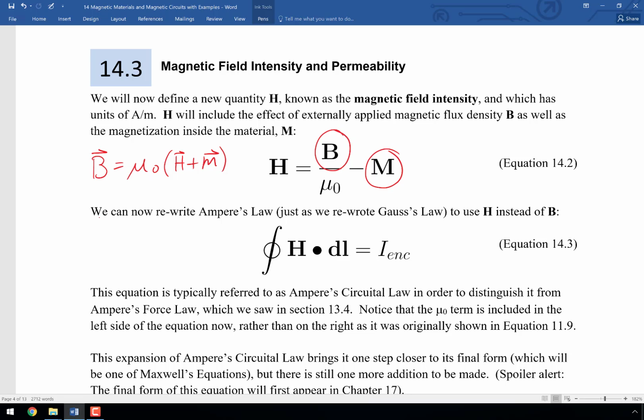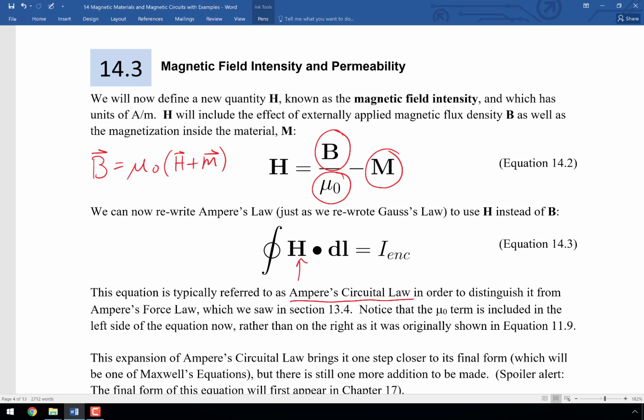Now, in the previous version of Ampere's Law, there was a mu on the right-hand side, but the mu now appears as part of H in the left-hand side. So the mu is actually now part of the left-hand side rather than the right-hand side. This is an improvement on Ampere's Law, and we're now going to refer to it as Ampere's circuital law.